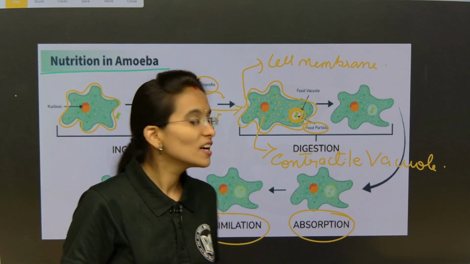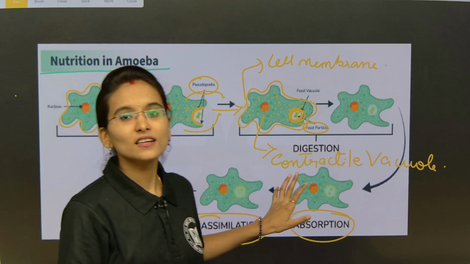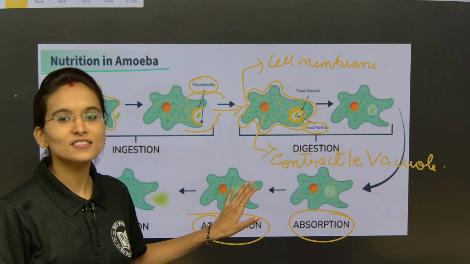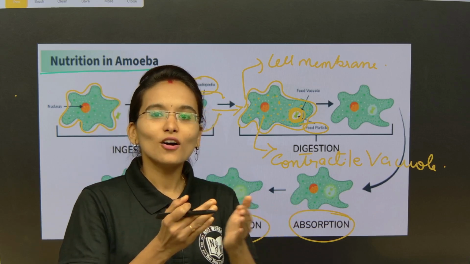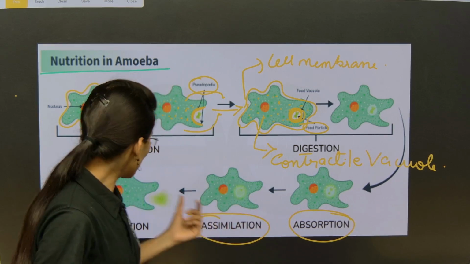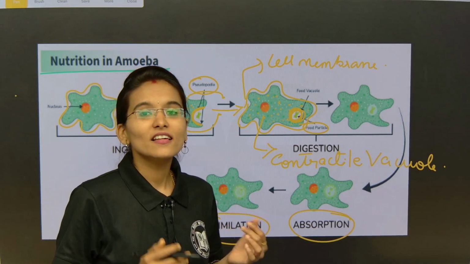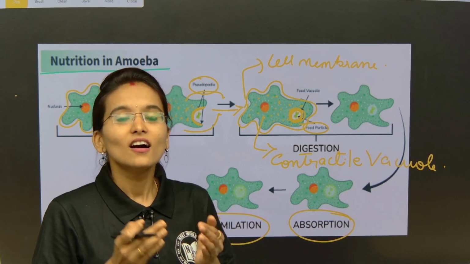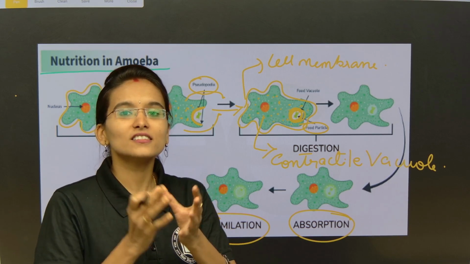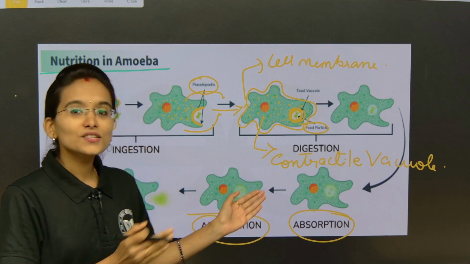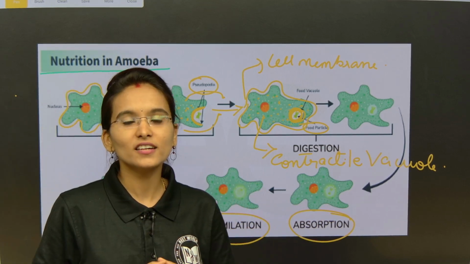In assimilation, each and every particle, the cell, actually it is a single cell, it is a single cellular organism, right? So when it comes to assimilation, that cell is going to occupy all the nutrients, and next, egestion. All the digested food particles are transferred for absorption and assimilation, and are utilized by the entire organism, my dear students.